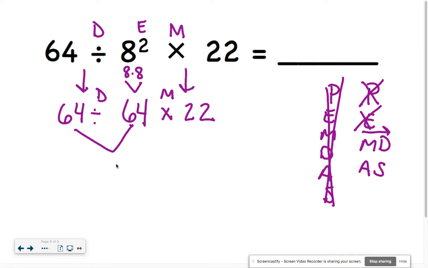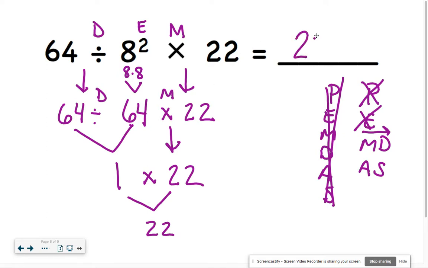64 divided by 64 is 1. We're going to bring down the rest of our problem. And now we can solve it because we're down to two final numbers. 1 times 22 is 22. So our final answer is 22.